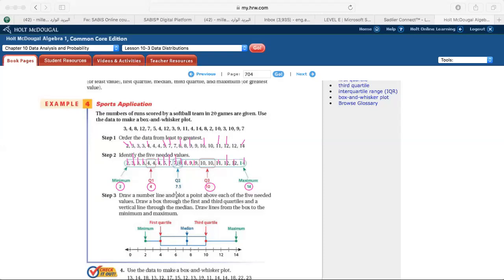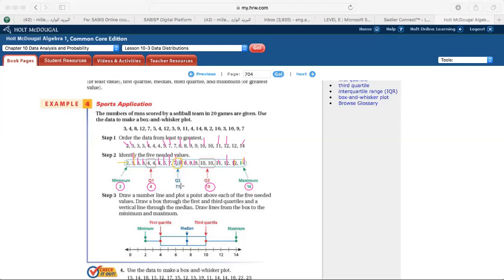What is the second quartile? The second quartile is the median of the whole set. So if I cross one from here and one from here, and keep crossing from left and right, 7 and 8 will be left. 7 and 8 together are 15. 15 over 2 is 7.5.